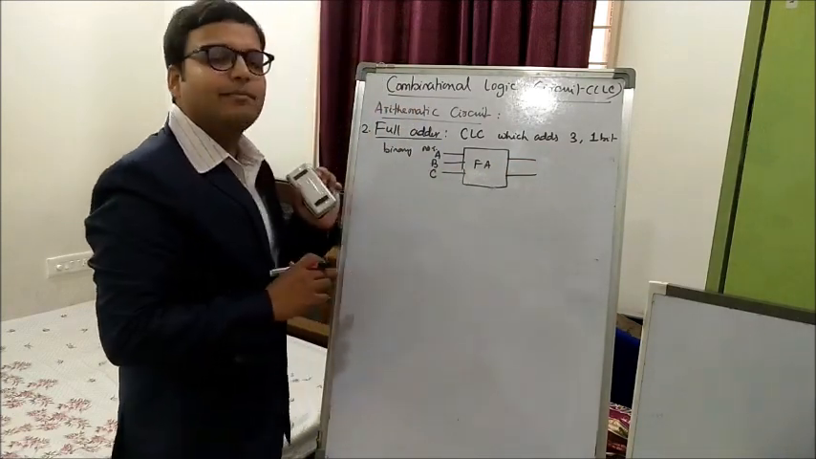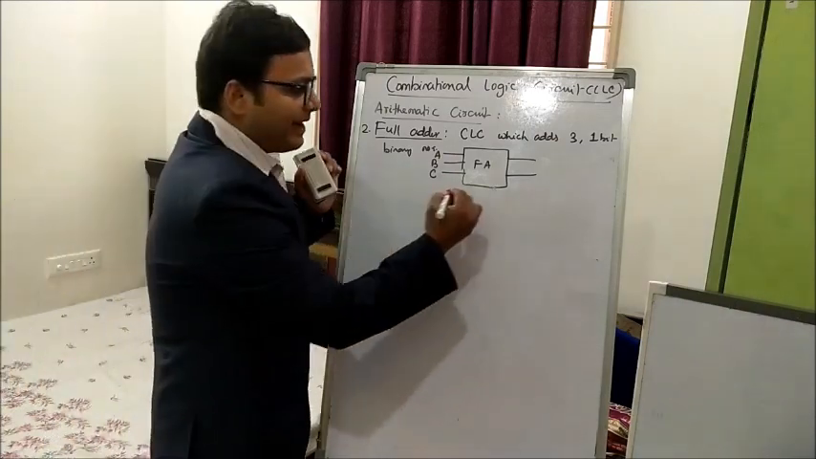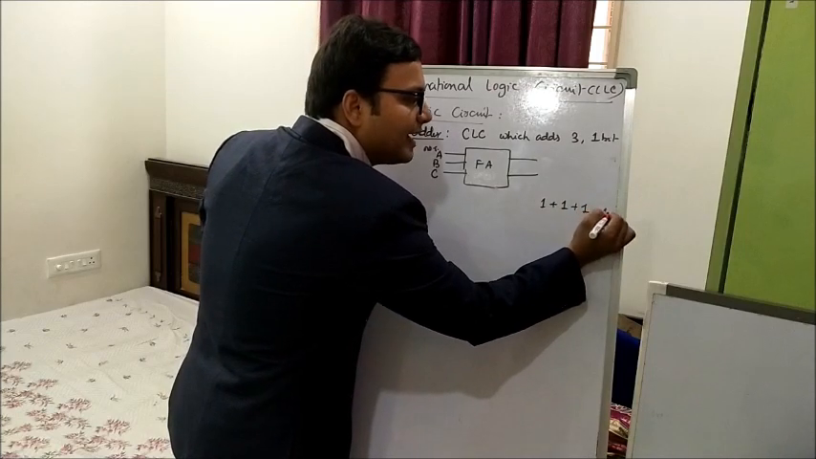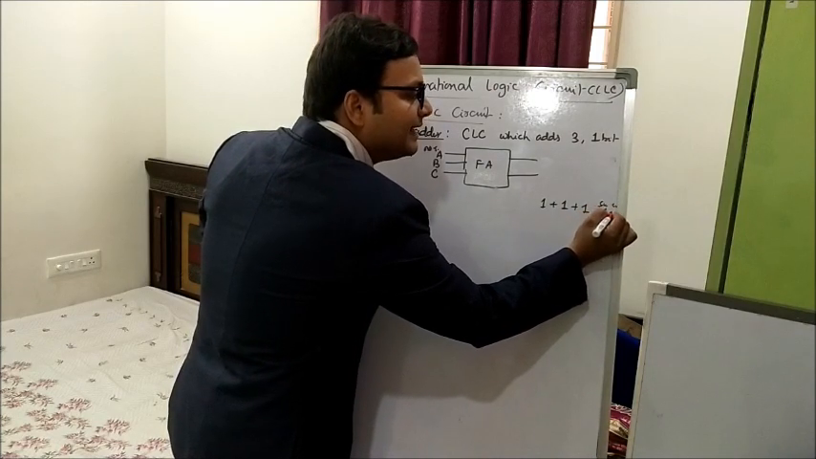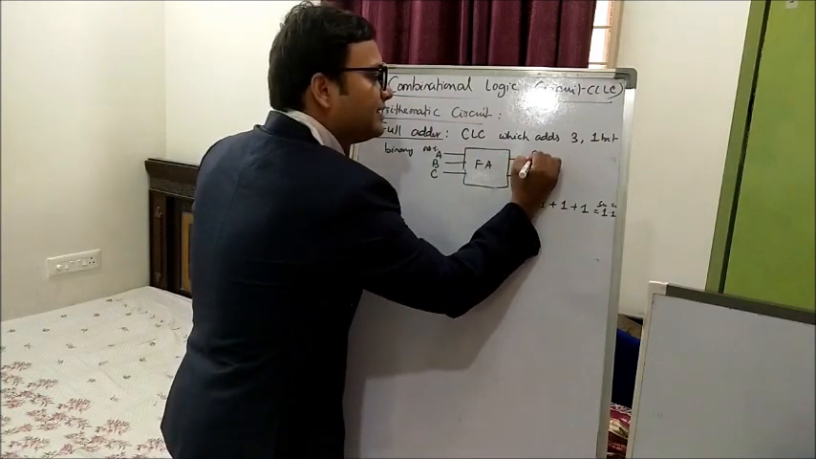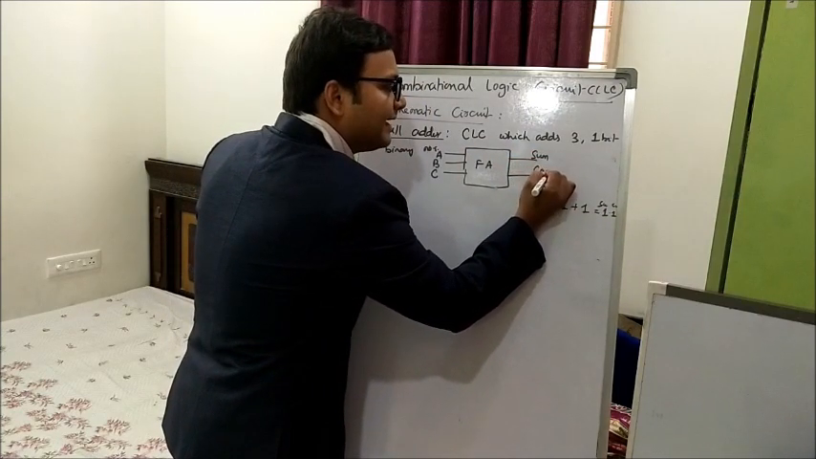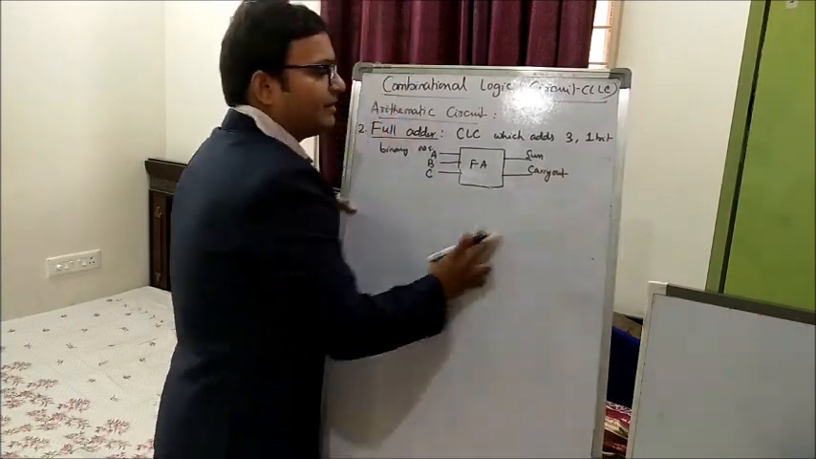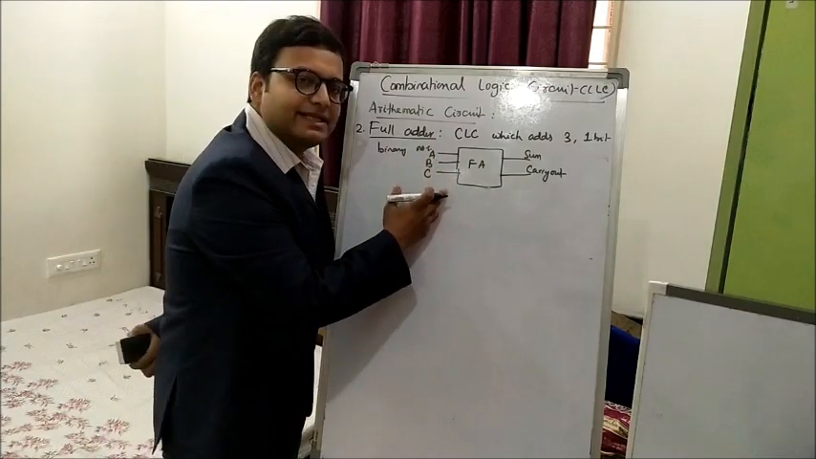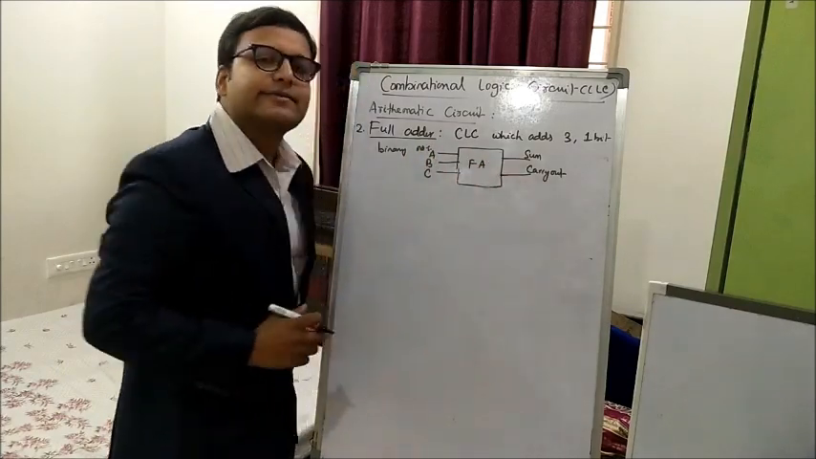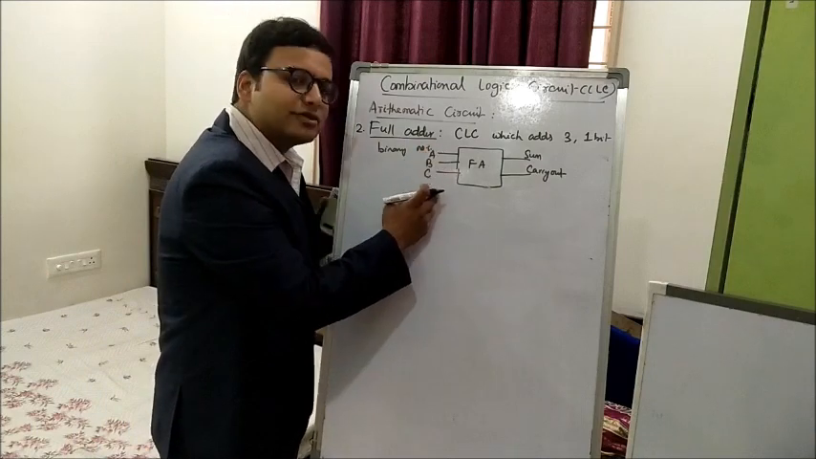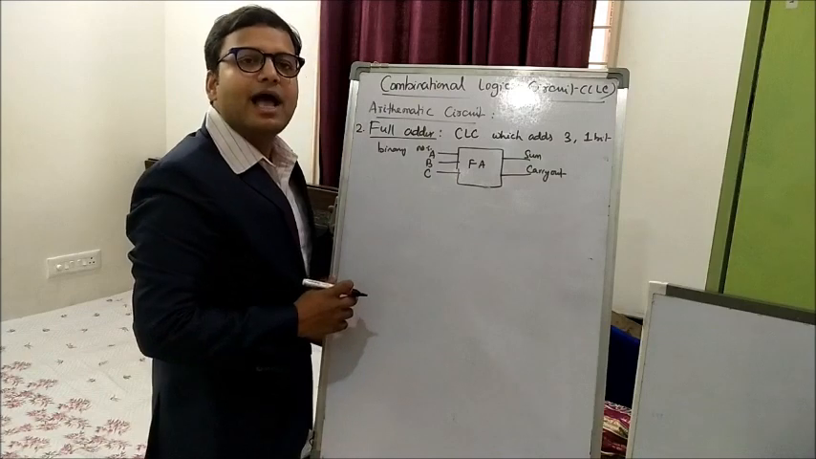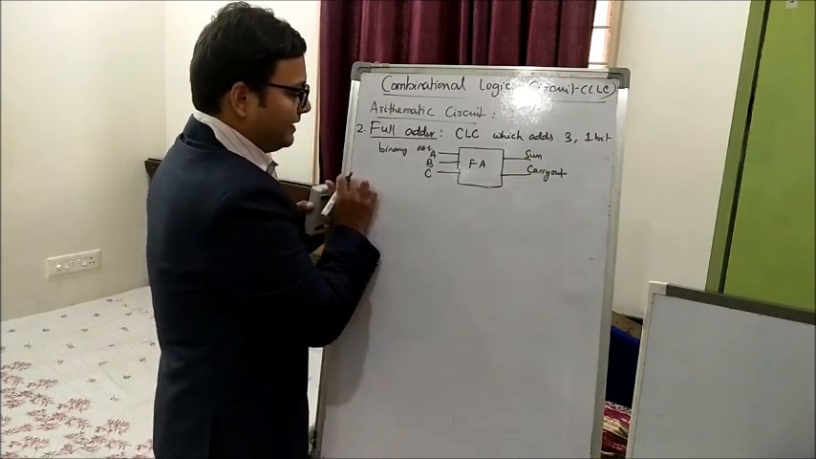So identify the number of variables here. If I add the maximum bits, 1 plus 1 plus 1, I would have sum 1 and carry also 1. That is why it would have a sum and a carry out. So these are my variables: 3 variables for the input and 2 variables for the output. I have assigned the letters A, B, C to the input variables, and sum and carry out to the output variables.